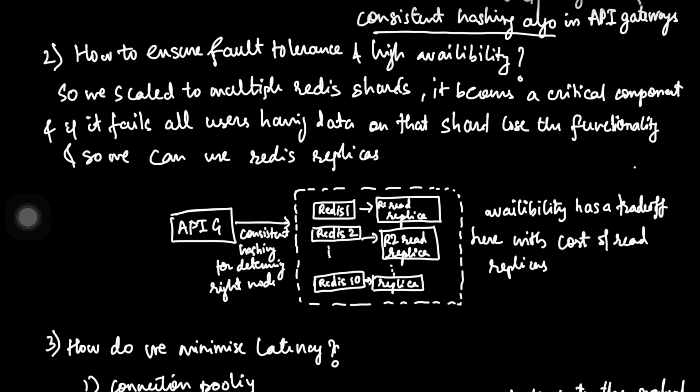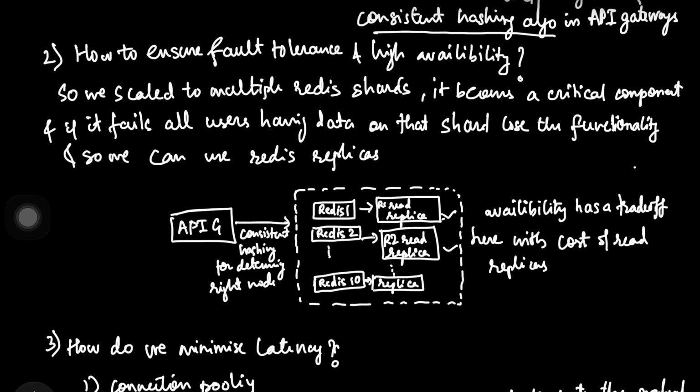To prevent this, we introduce Redis replicas. How they work is, for every primary Redis node, we maintain a read replica, as you can see over here. So we have Redis 1, and parallel to it we have a read replica for it. For Redis 2 we have one more read replica, and so on. So if we have 10 Redis instances, we'll have read replicas for all of them.